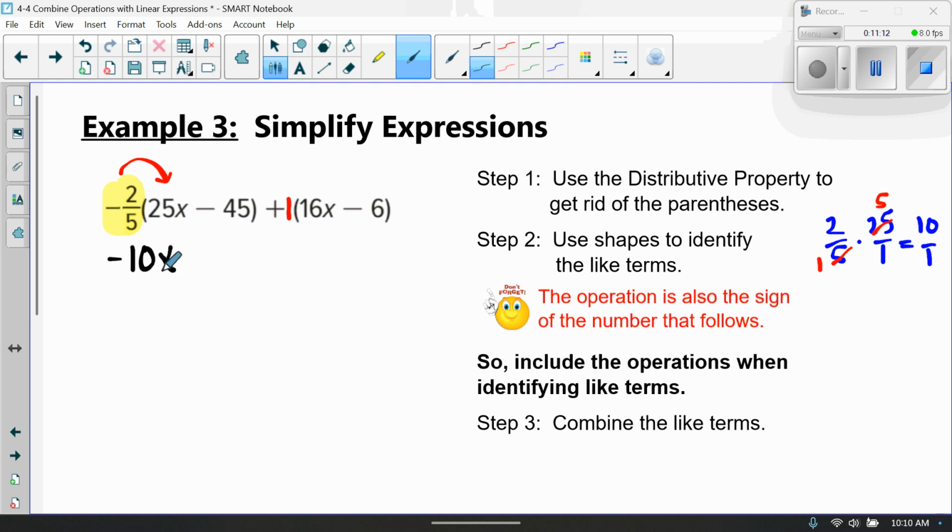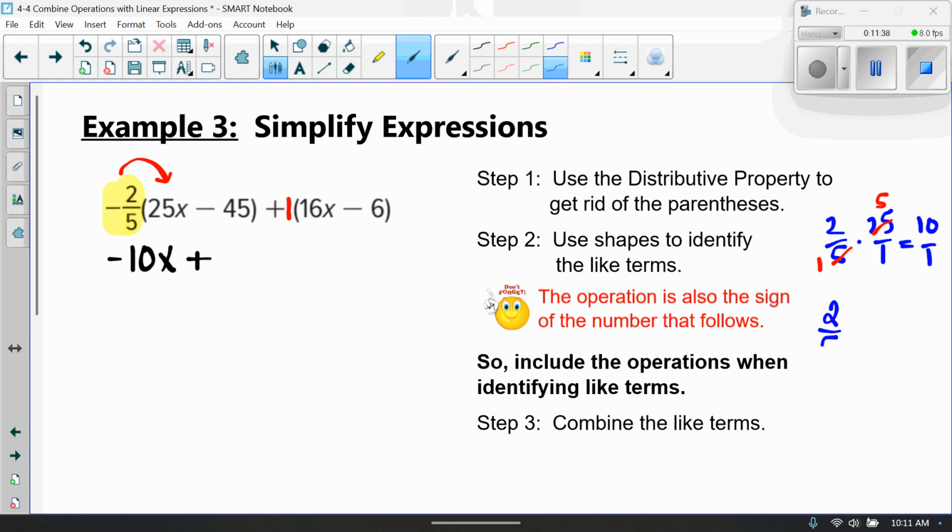Okay? So notice that my scratch work is far, far away from my actual work. Okay? Make sure you separate them. And now we've got a negative 2/5 times a negative 45. Negative times a negative is a positive. And now let me do my scratch paper work over here on the side.